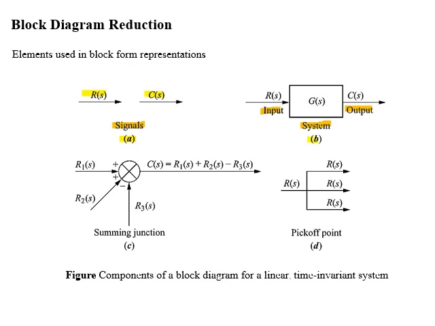In figure B, we have a system with transfer function G of S within the block, and input R of S is represented by an arrow, and output signal C of S is also represented by an arrow.